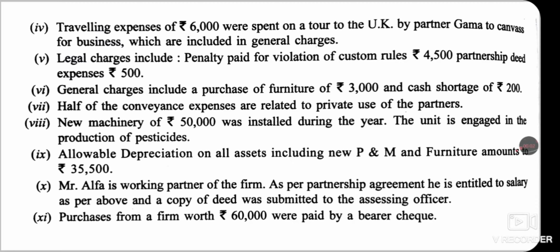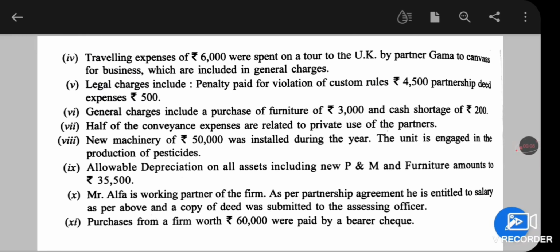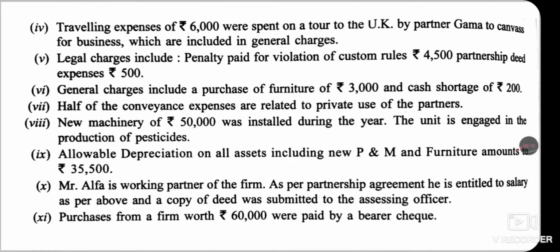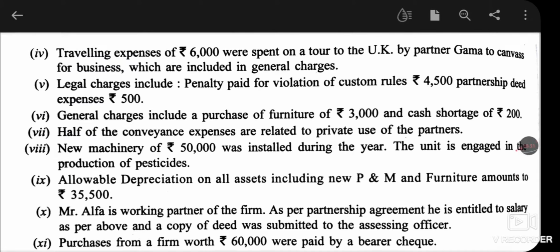Travelling expenses of rupees 6,000 were spent on a tour to the UK by partner Gamma to canvass for business, which are included in general charges. Legal charges include a penalty paid for violation of custom rules, rupees 4,500, and partnership deed expenses, rupees 500. General charges include a purchase of furniture of rupees 3,000 and cash shortage of rupees 200. Half of the conveyance expenses are related to private use of the partners.